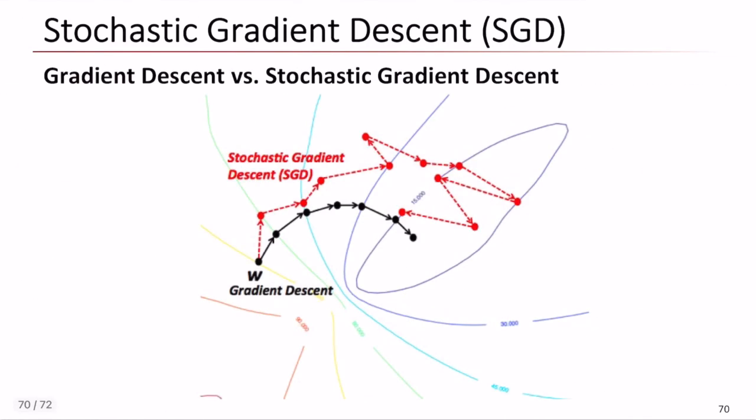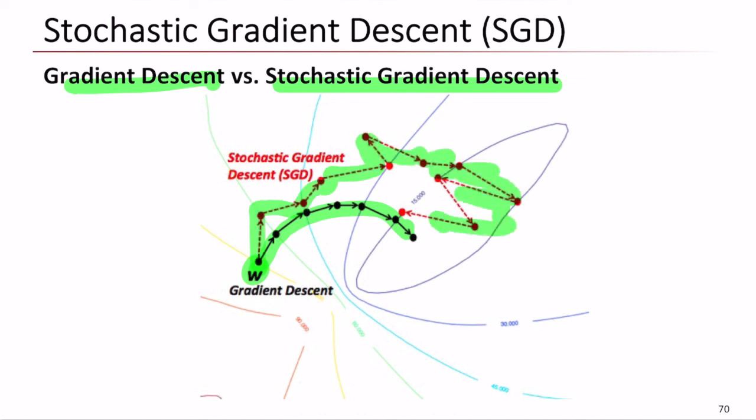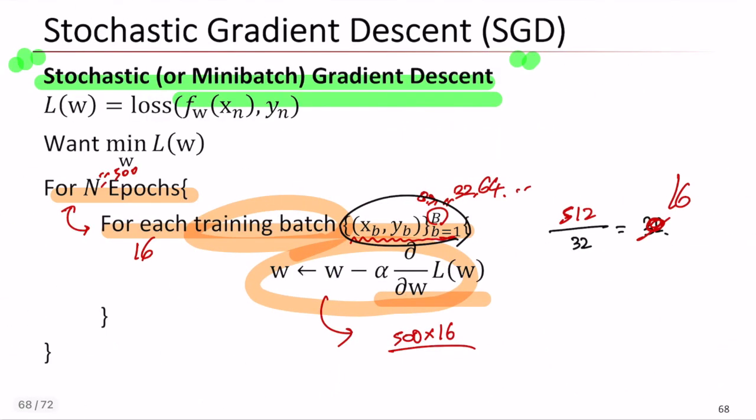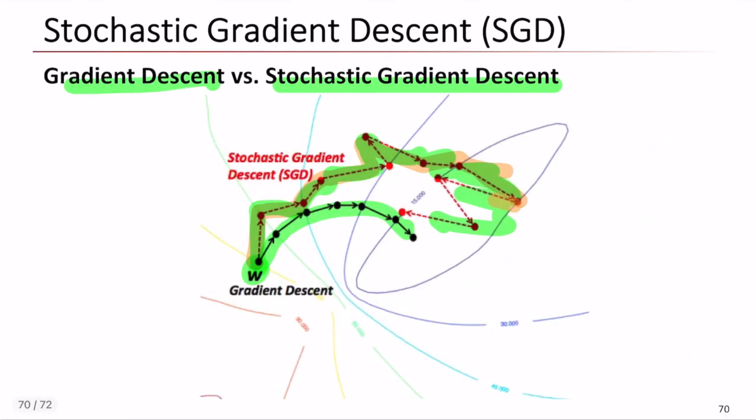When we draw the optimization path, starting from here, the gradient descent algorithm follows a path like this, but the stochastic gradient descent algorithm may be noisy because we just consider a randomly sampled mini batch. But by updating more, in this case 16 times, we can improve the probability of global convergence compared to the gradient descent algorithm. So this is the stochastic gradient descent algorithm. We will talk about this more when optimizing the neural network.